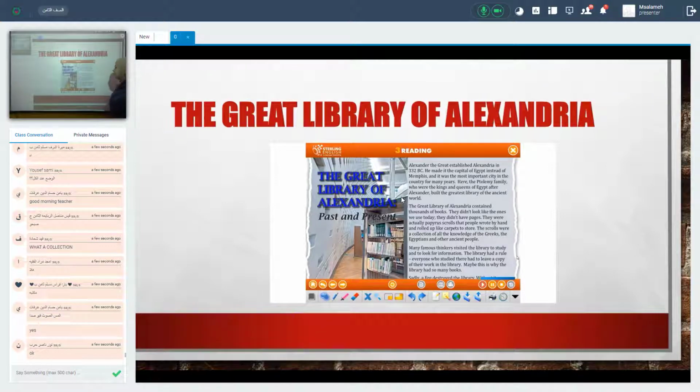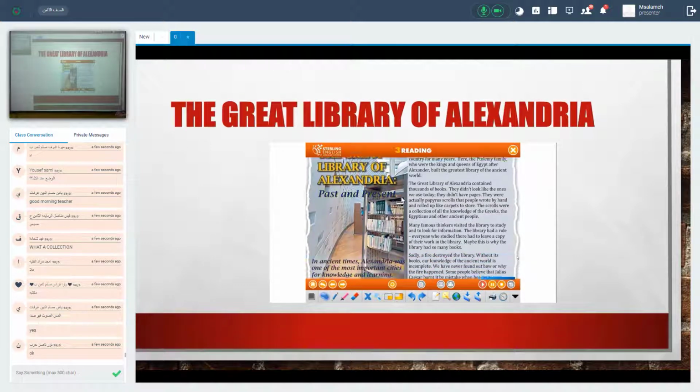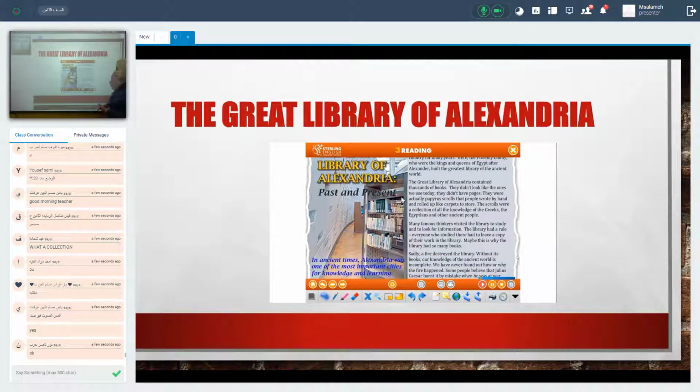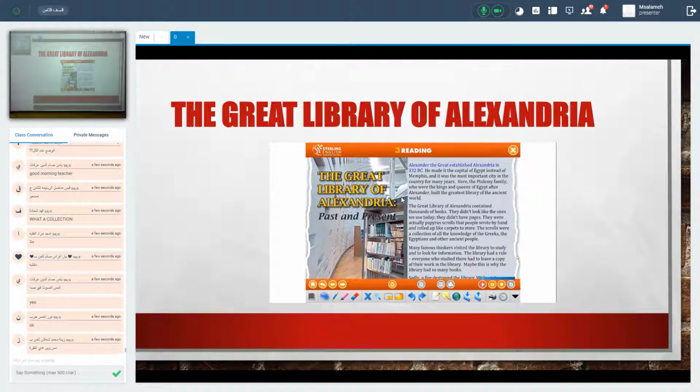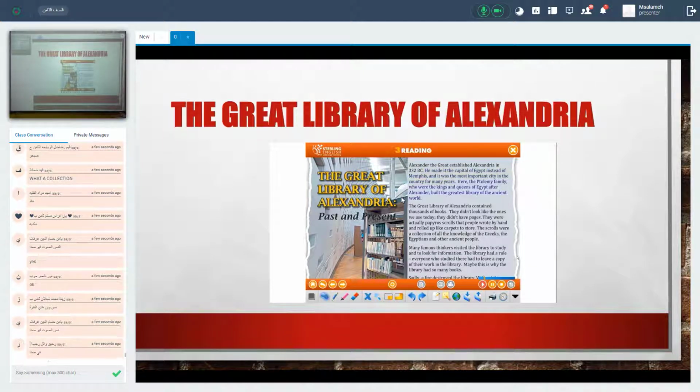Library of Alexandria, past and present. In ancient times, Alexandria was one of the most important cities for knowledge and learning. Alexander the Great established Alexandria in 332 BC. He made it the capital of Egypt instead of Memphis, and it was the most important city in the country for many years. Here, the Ptolemy family, who were the kings and queens of Egypt after Alexander, built the greatest library of the ancient world.